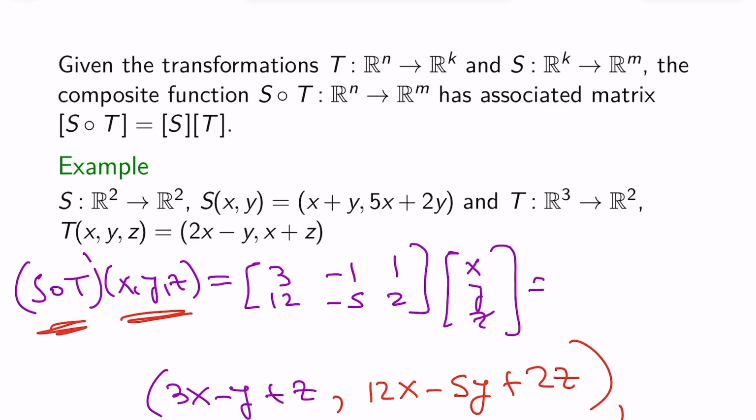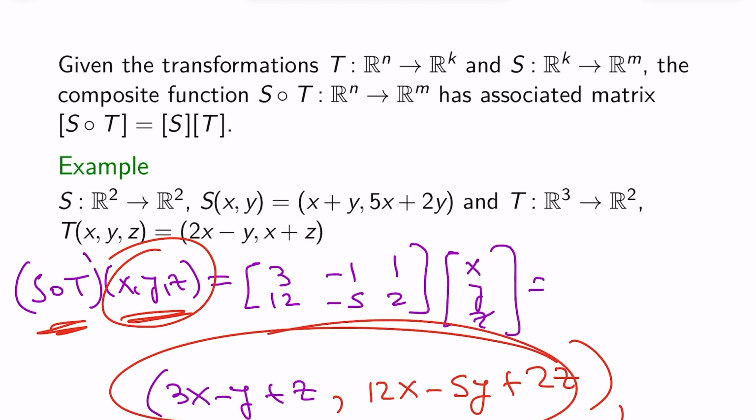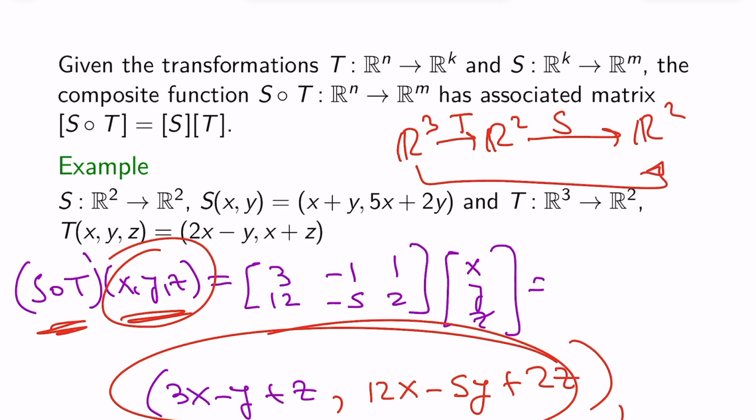Observe that this transformation goes from R3 to R2 as it should be, considering where these transformations go. So remember that in this case T goes from R3 to R2, and then S goes from R2 to R2. So the composition should go from R3 to R2.